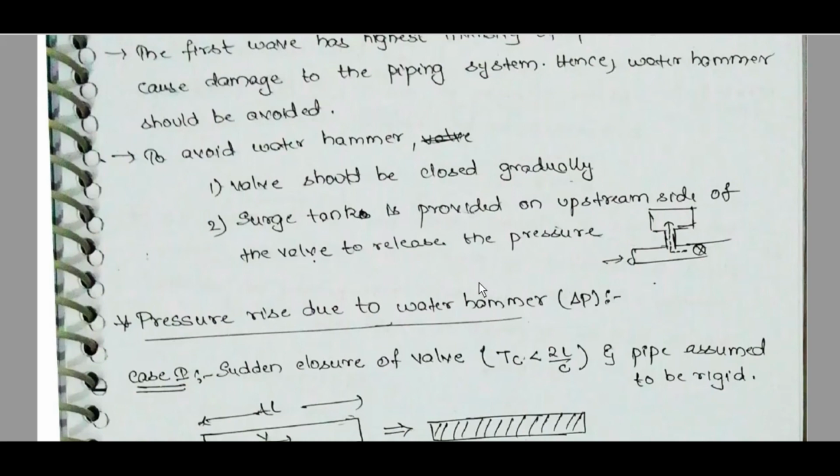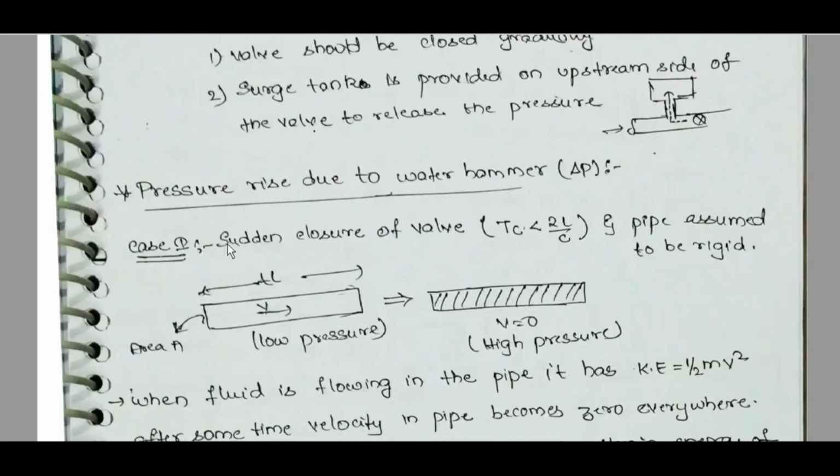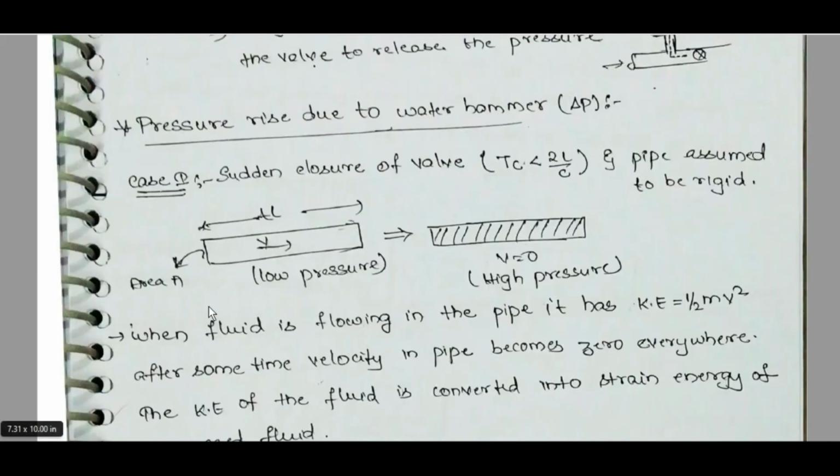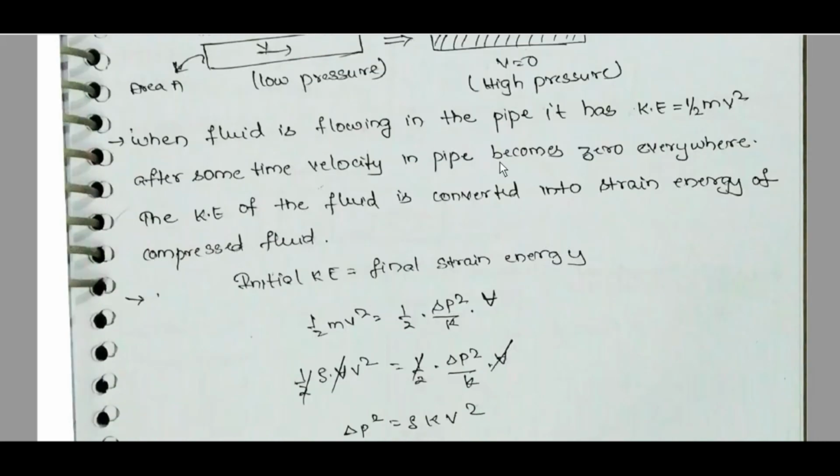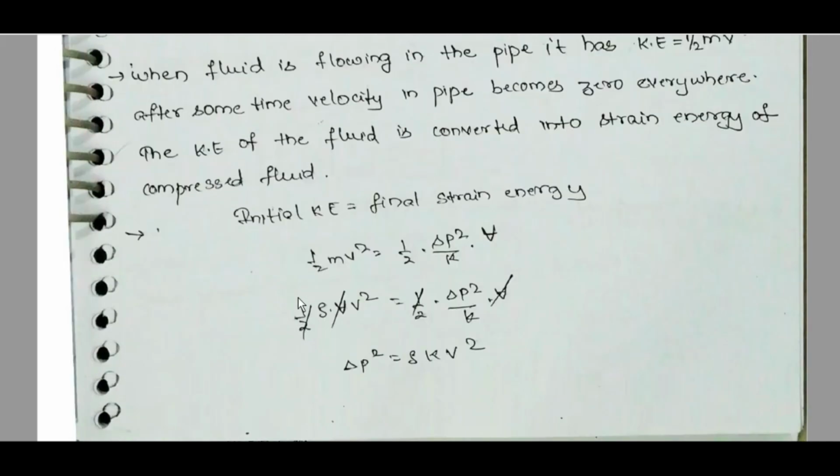Pressure rise due to water hammer: sudden closure of valve, Tc less than 2L by C, and pipe assumed to be rigid. Area A, length L, low pressure, high pressure, V equals 0. When fluid is flowing in the pipe, it has KE equal to half mv square. After some time, velocity in the pipe becomes 0 everywhere. The KE of the fluid is converted into strain energy of compressed fluid. Initial KE equals final strain energy.